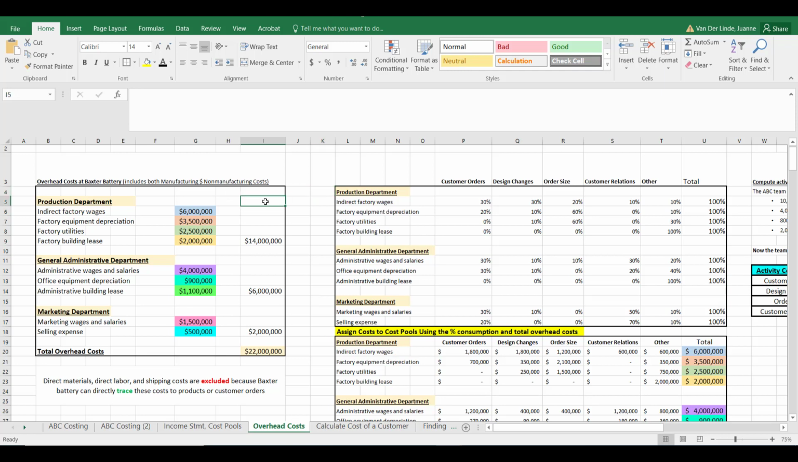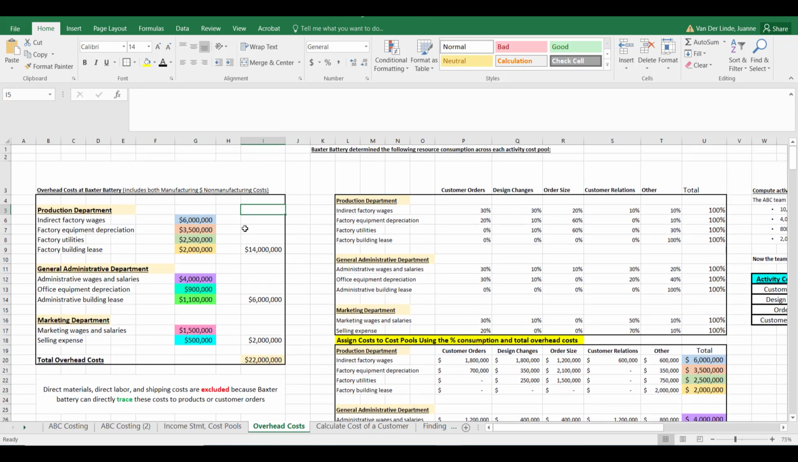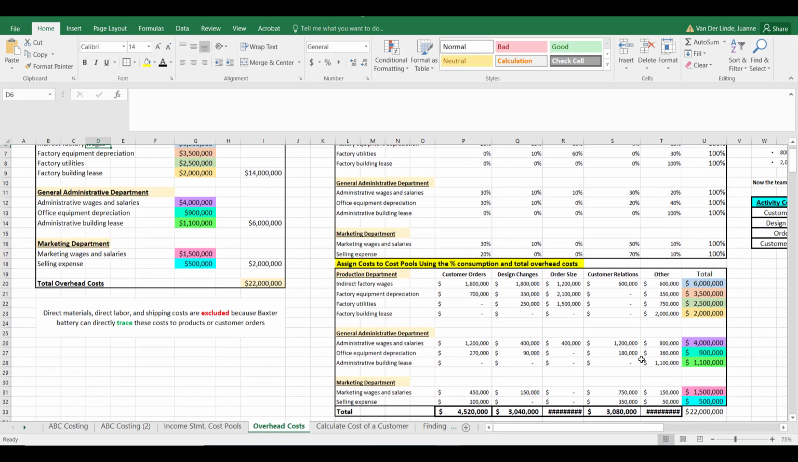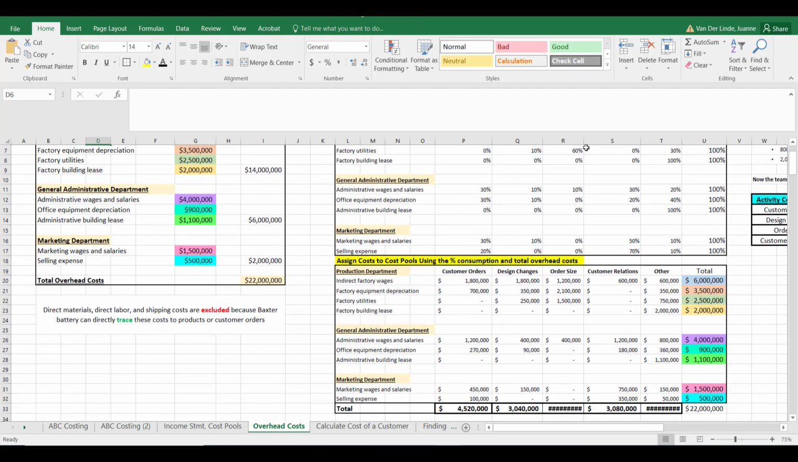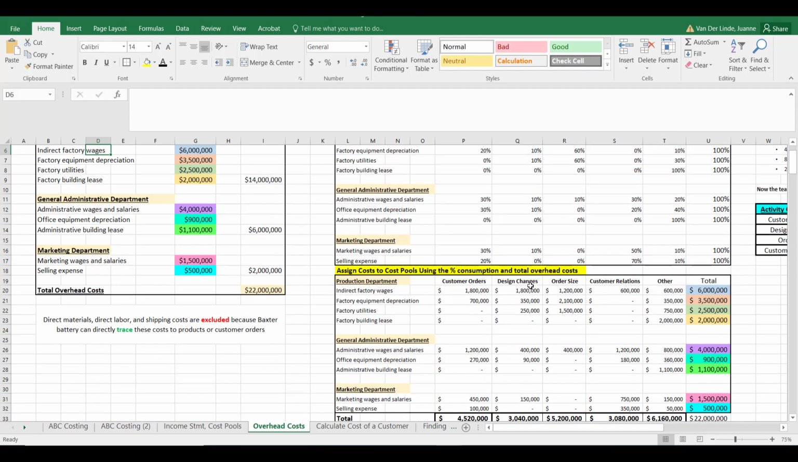So what we want to do is take this table right here and combine it with this table right here. Take that percentage in each of these cells and convert it to a dollar amount. To illustrate, we want to find how we are going to break up that $6 million of indirect factory wages amongst these different cost pools that we see here: customer orders, design changes, order size, customer relations, and other. How I found this second table is rather simple, especially in Excel, but thankfully in Connect they give you tables as well that are nice and organized.